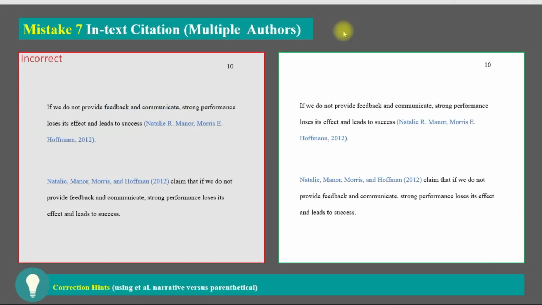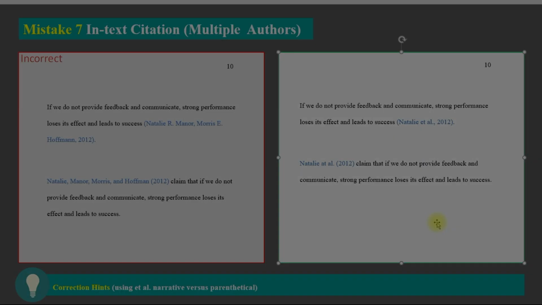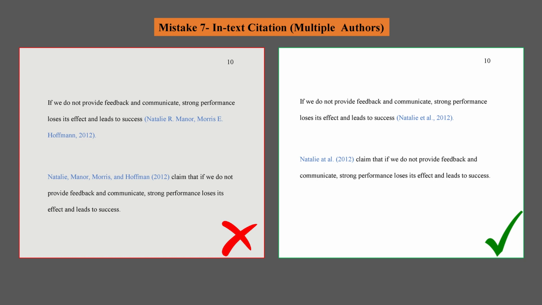Mistake number 7, in-text citation, citing multiple authors. When an article has more than 2 authors, we just keep the first author and write et al., means the others. We do the same in our second example. We keep the first author, we write et al., and the year of publication.